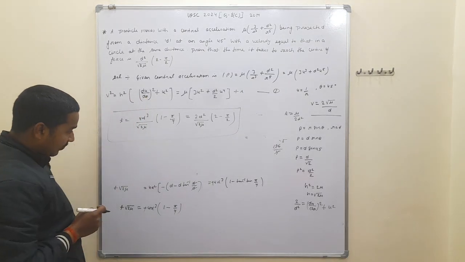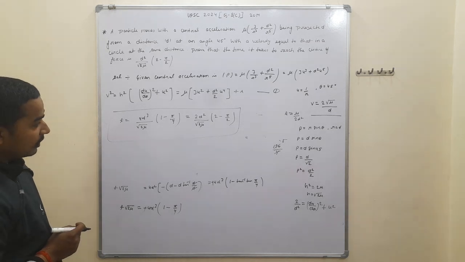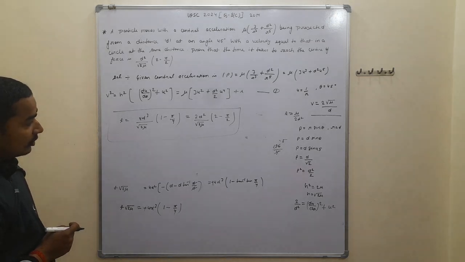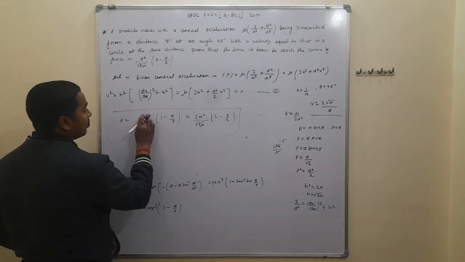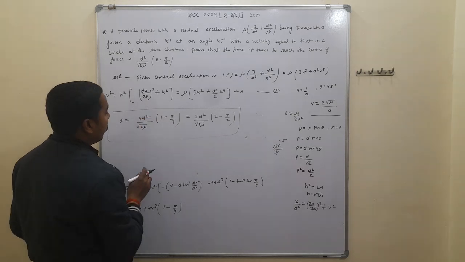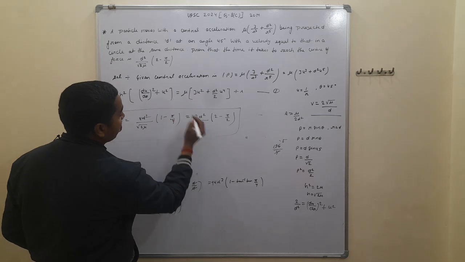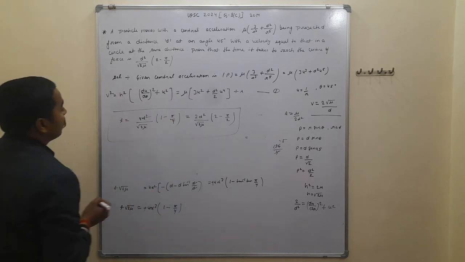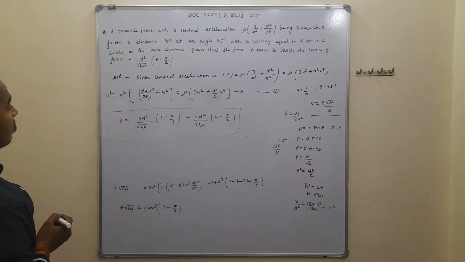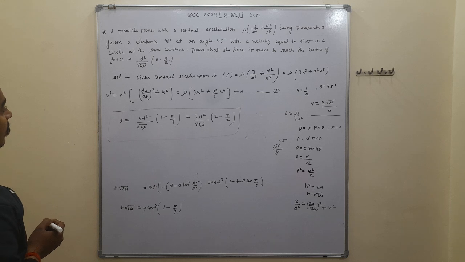D cube, once again we have some mistake in D cube. Here is not D cube, this is D square. And when taking 2 in the bracket, we get the above result. 2D square, again we do not get 4 here. 2 minus of pi by 2.